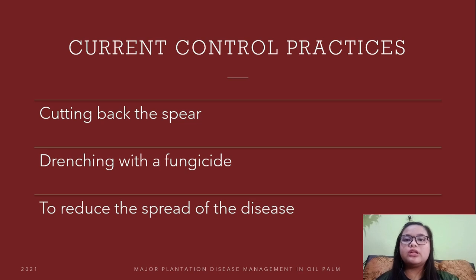The current control practices for crown disease in the areas where the disease is persistent: cutting back the spear as close as possible to the base, followed by drenching with a fungicide, may reduce the spread of the disease.